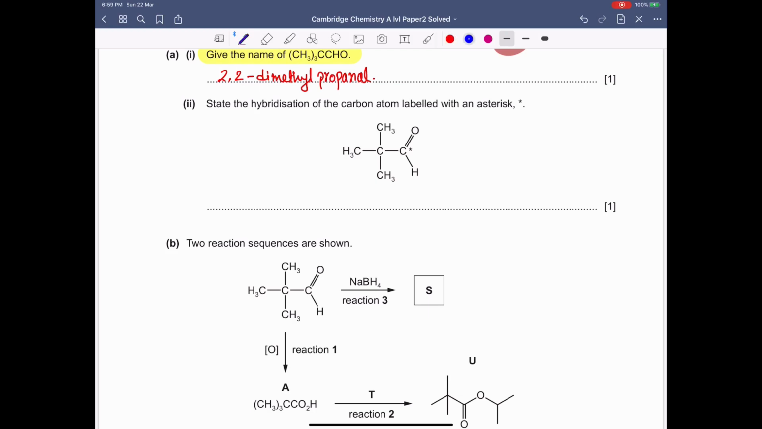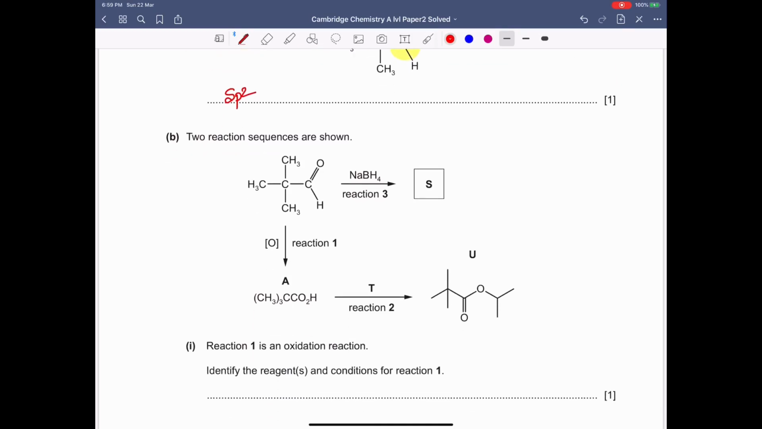Whenever it comes to hybridization, we need to first focus on whether the particular atom we are talking about has a pi bond or not. If it has 1 pi bond, then we simply go down from sp3 to sp2. So the asterisk carbon has sp2 hybridization.